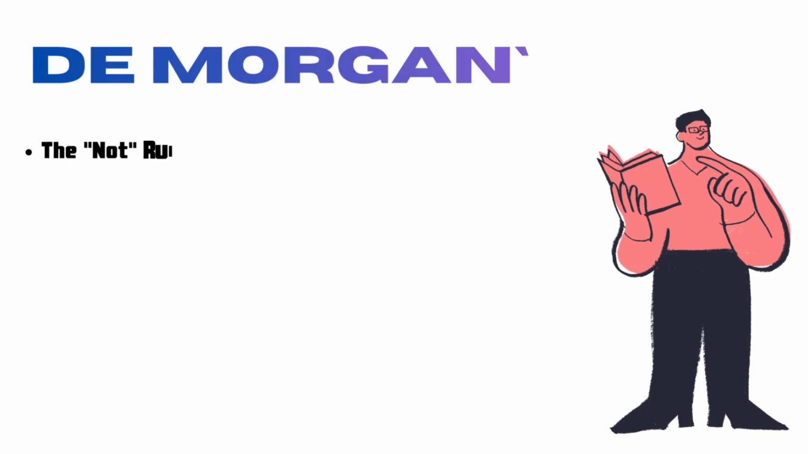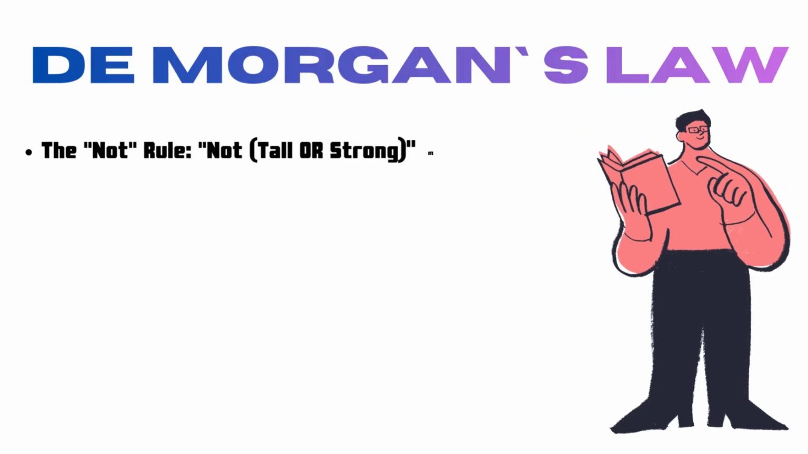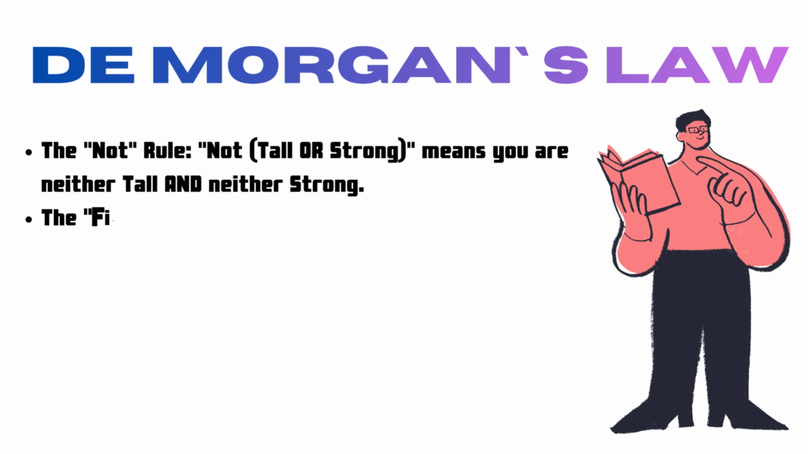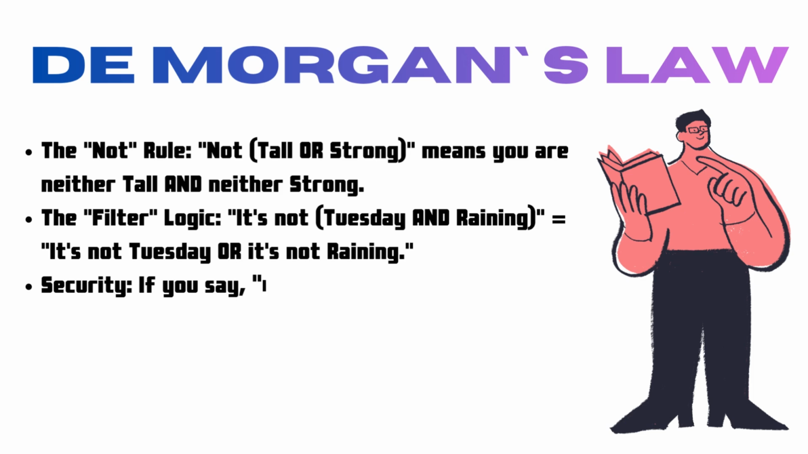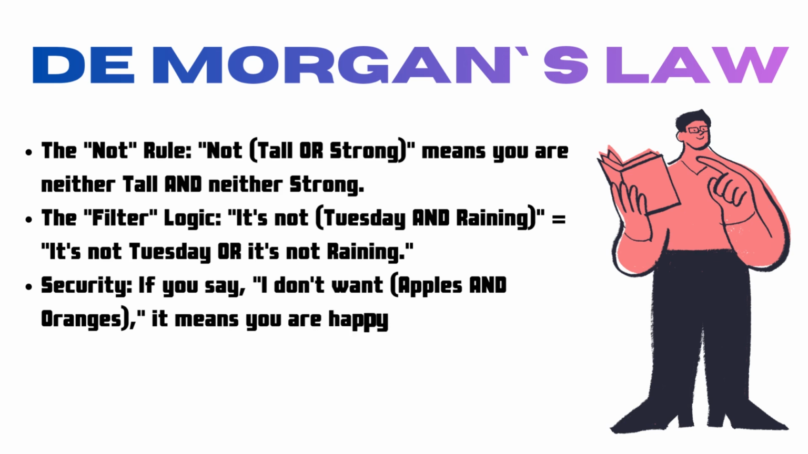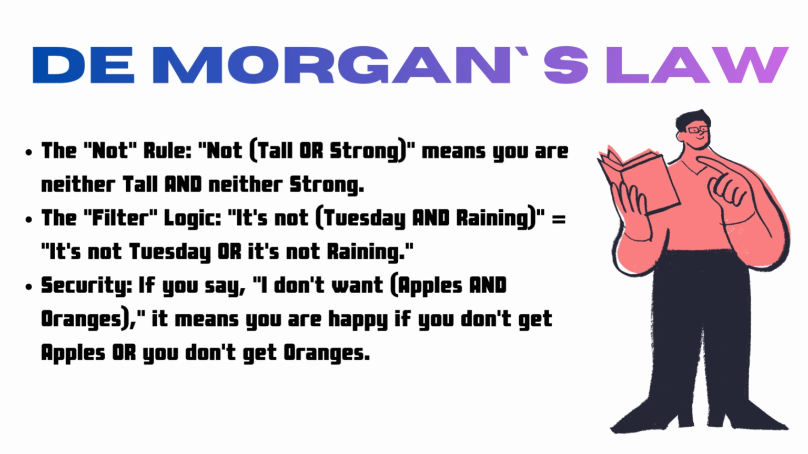De Morgan's. A clever way to flip a union into an intersection. Simple. The not of A or B is the same as not A and not B. Some more examples. The not rule. Not tall or strong means you are neither tall nor strong. The filter logic. It's not Tuesday and raining equals it's not Tuesday or it's not raining. Security. If you say, I don't want apples and oranges, it means you are happy if you don't get apples or you don't get oranges.